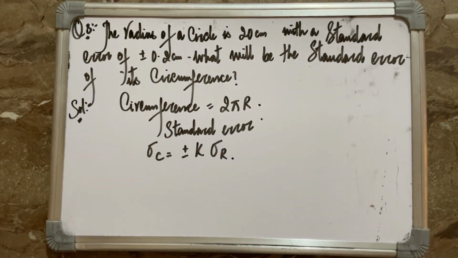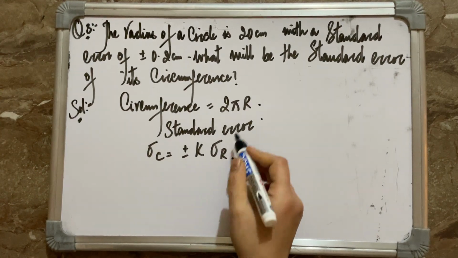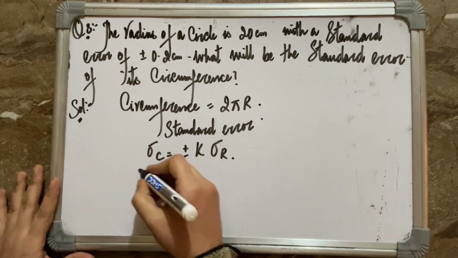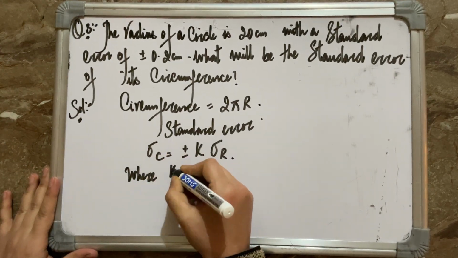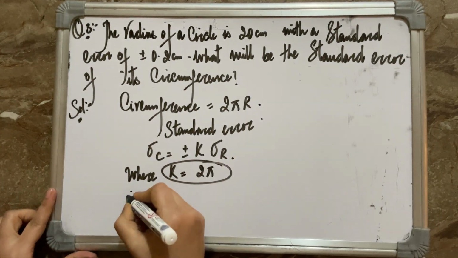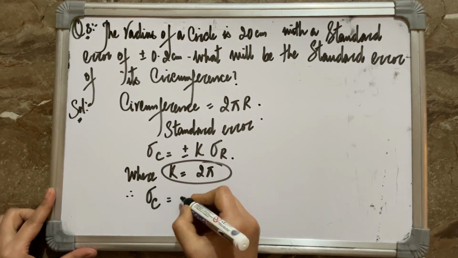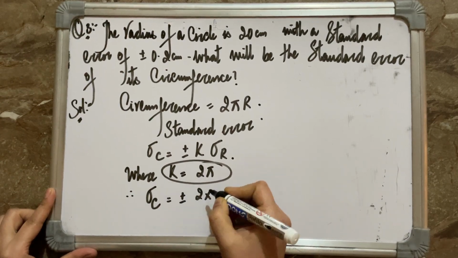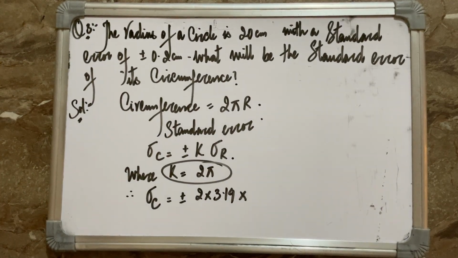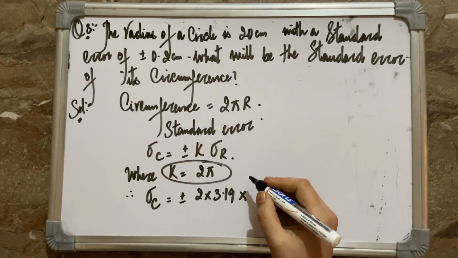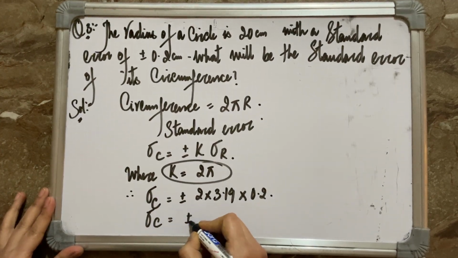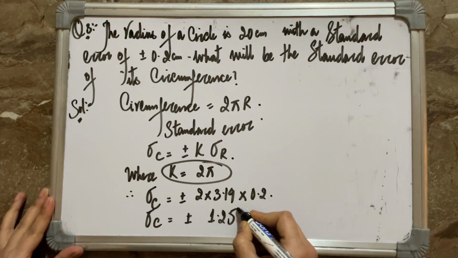Standard error in circumference is plus minus k times sigma r, that means standard error in its radius. And we know that k is a constant, which is equal to 2 pi. Therefore, standard error in circumference is equal to plus minus 2 into 3.14 into standard error in radius, that is how much? 0.2. So standard error in circumference is equal to plus minus 1.256 centimeters.